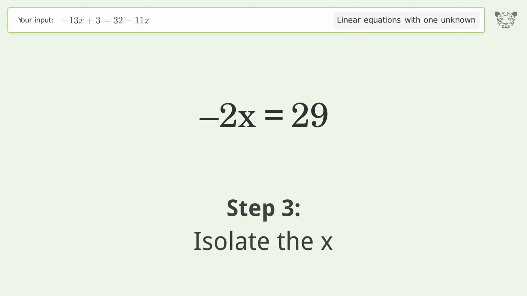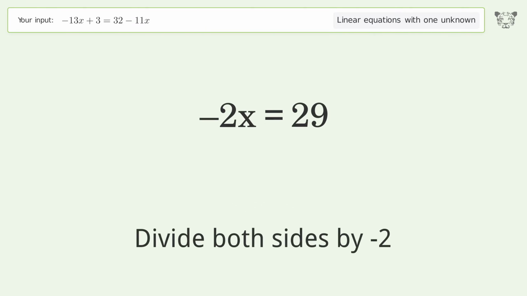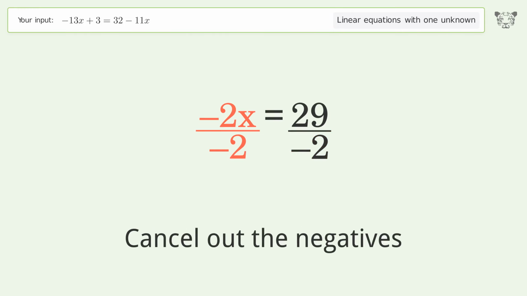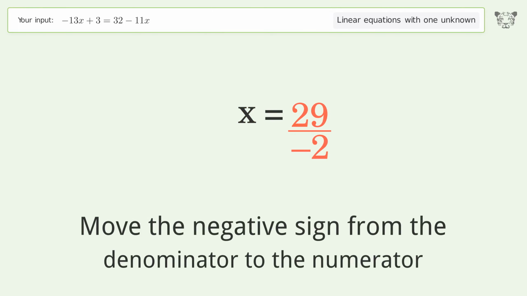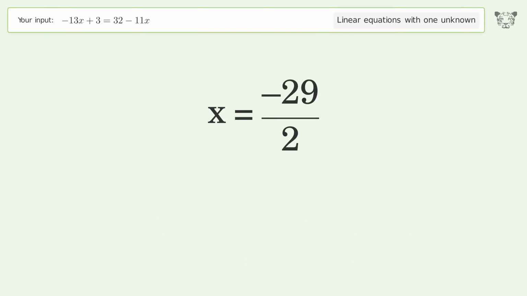Isolate the x. Divide both sides by -2. Cancel out the negatives. Simplify the fraction. Move the negative sign from the denominator to the numerator. And so the final result is x equals -29/2.